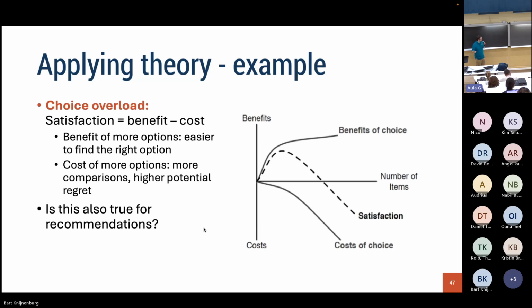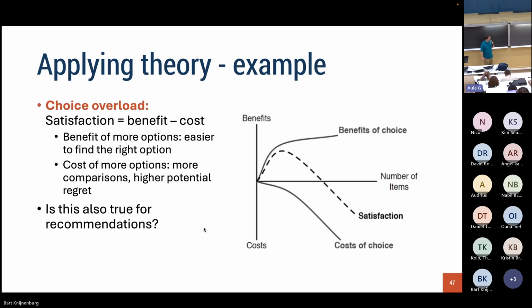And I get overwhelmed. So there's increasing benefits with a larger list of items, but the benefit kind of levels off at some point. And there is an almost steady increase, and actually accelerating increase, in the cost of making a decision as these item sets grow larger and larger.